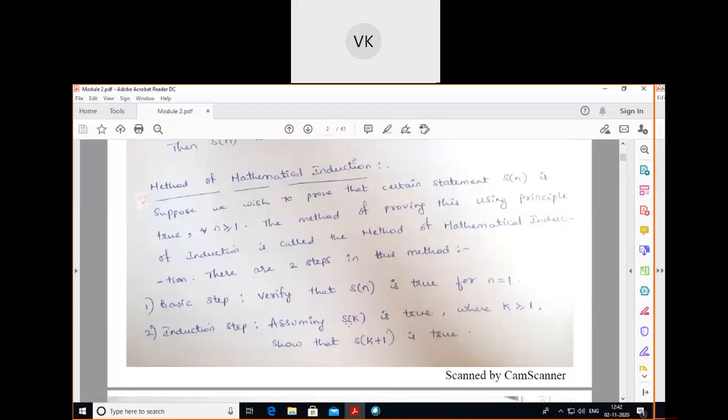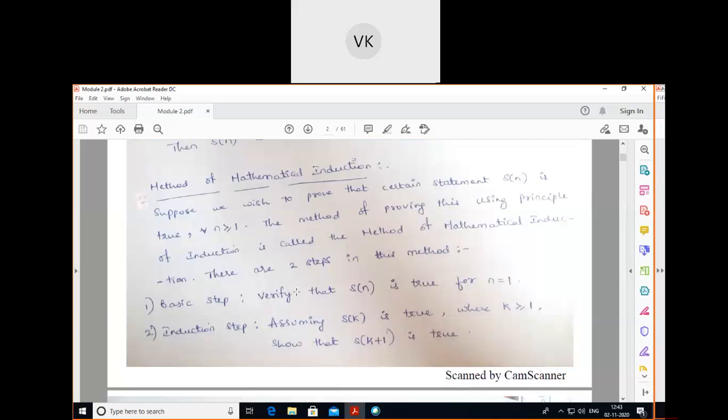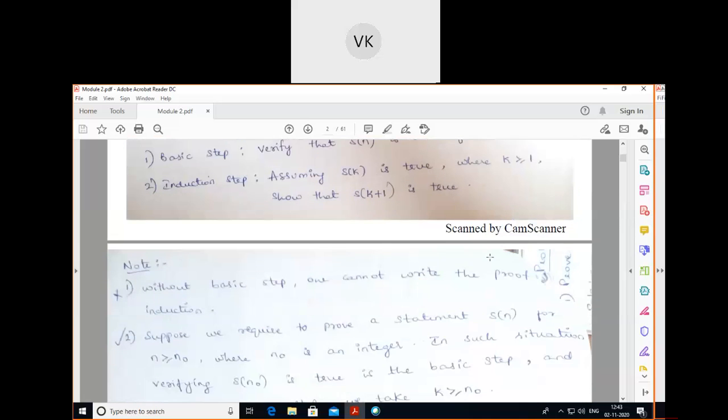In the induction step, we have replaced n by k, so now it is s of k. After that, we are going to check the whole expression, whether it is true for s of k plus 1 or not. If it is true, then finally we write that the given statement is true, where we have proved by mathematical induction.